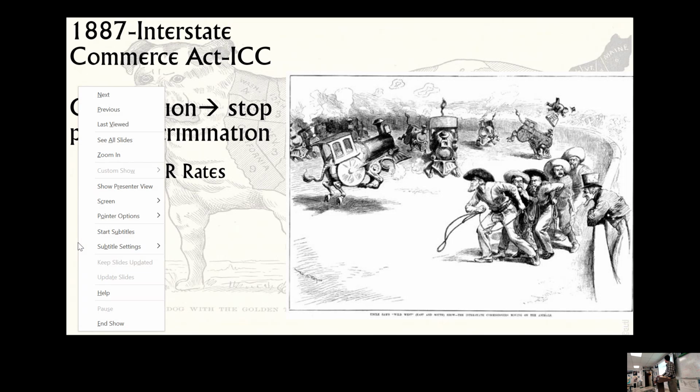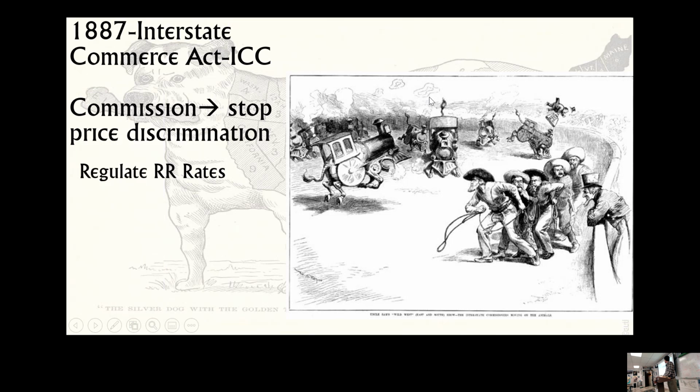And do we get the ICC? So the ICC, do we get to this? Did I read you that little quote about it being filled with railroad men? Yeah. Do we get to no power to enforce?